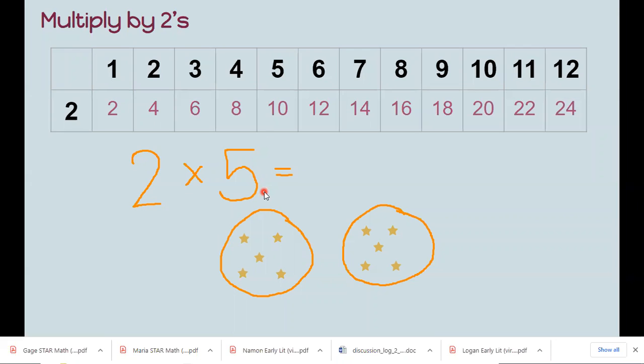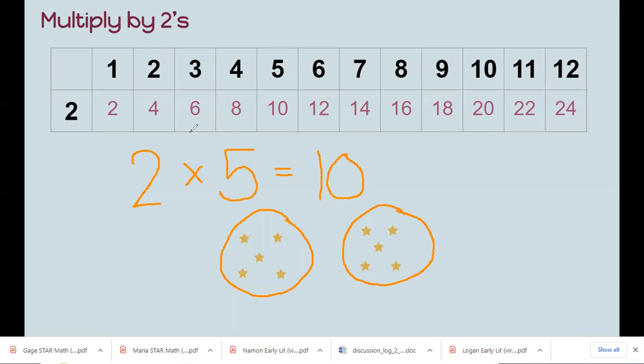Now, we want to know how much is 2 groups of 5. So let's count. Ready? 1, 2, 3, 4, 5, 6, 7, 8, 9, 10. Did you guys get 10? Good. All right, so 2 groups of 5 equals 10.